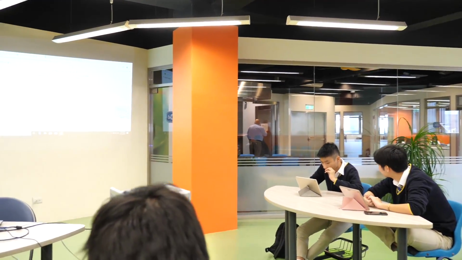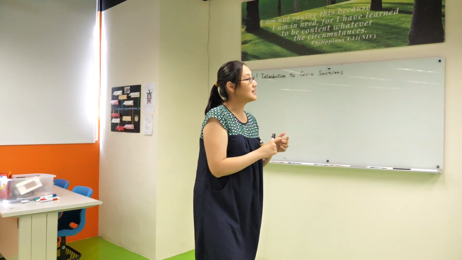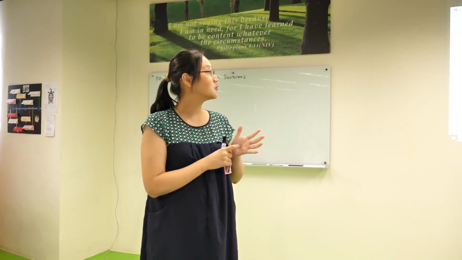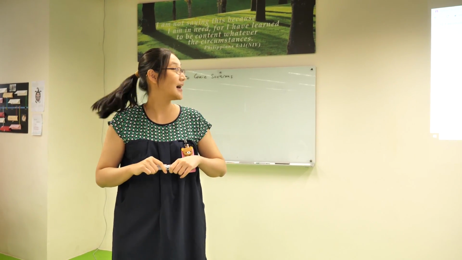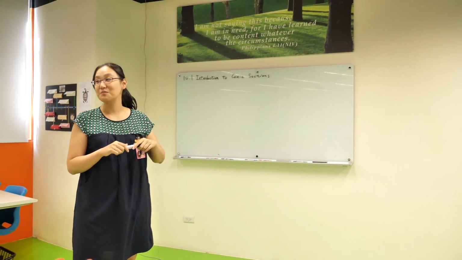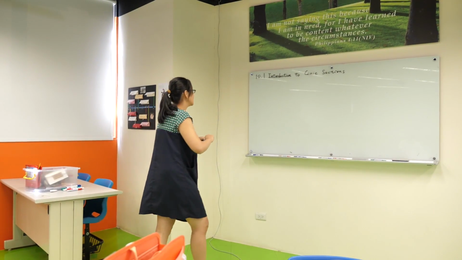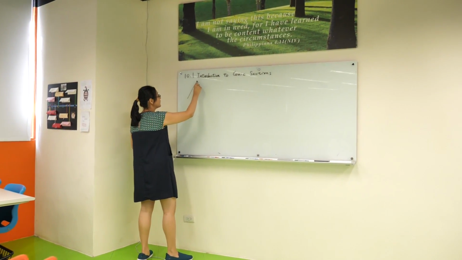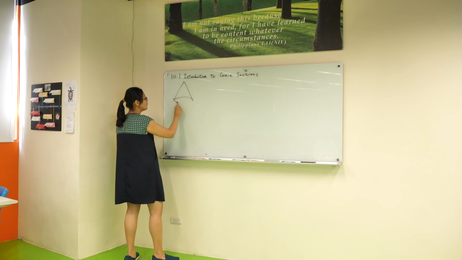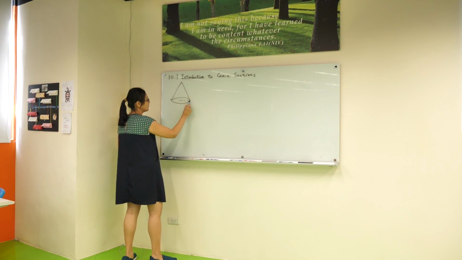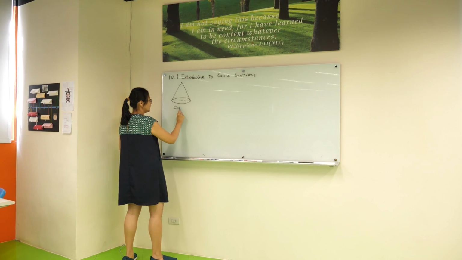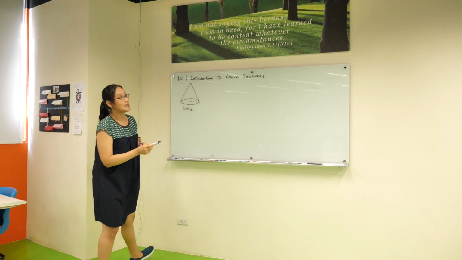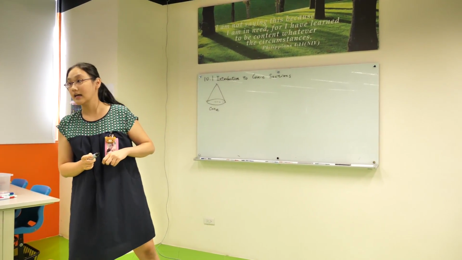Okay, so today we want to talk about 10.1, which is about the introduction to the conic sections. So the first content objective is that I can recognize conic sections as the intersections of planes and cones. So what are the cones? A review from your geometry class. A cone is something that looks like this. Okay, so this is a cone.